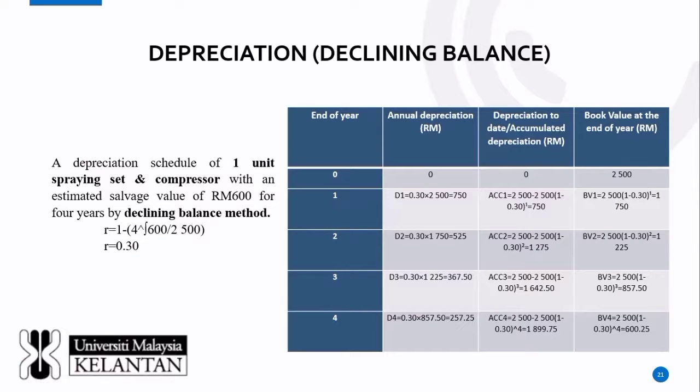Next, depreciation by declining balance, another sample for 1 unit spraying set and compressor, where the salvage value is about 600, also for 4 years, declining balance method. This is the measure of loss regarding depreciation in declining balance, which is below: BV4 equals 2,500 in bracket 1 minus 0.30, to the power of 4, equals 600.25.